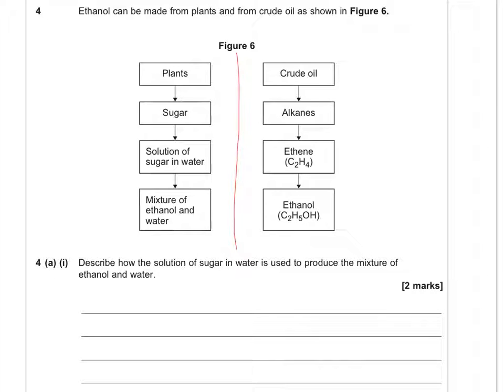Okay, and the 2 marks here are for saying, number 1, add yeast, and number 2, then the fermentation process produces ethanol and water. So if you didn't know those things, then you've got a very, very low chance of getting the marks. So if this is something that you missed or you got wrong, then I suggest that you go back and you look at ethanol production.